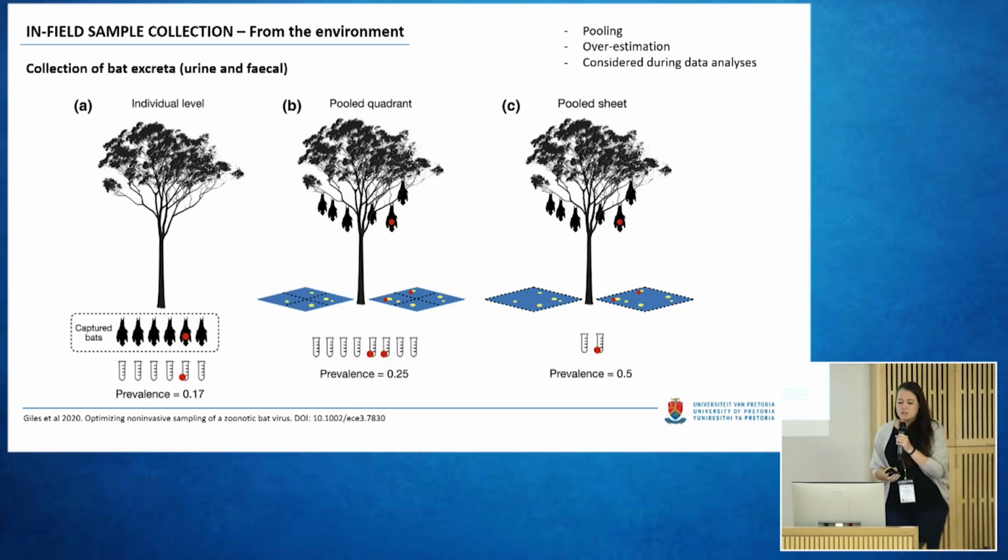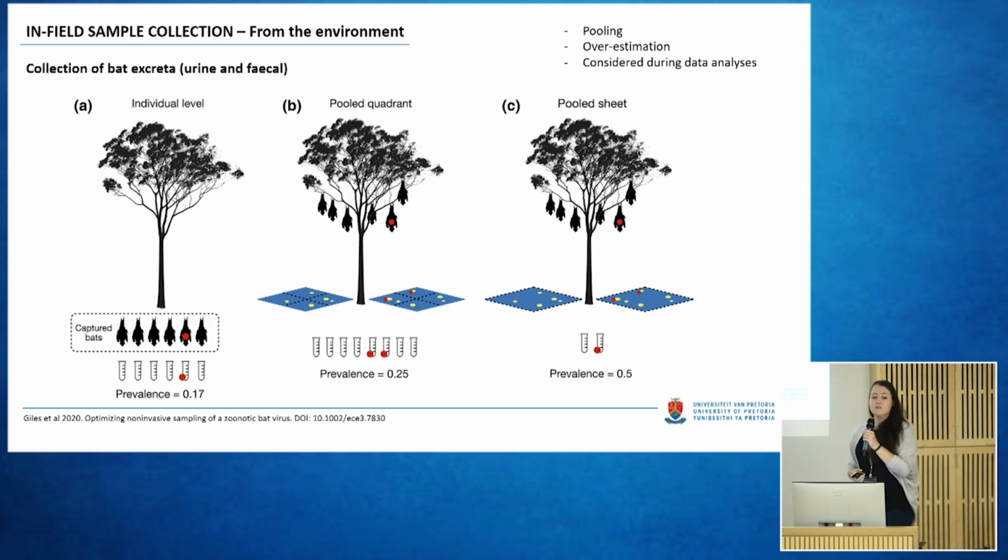Another consideration is that a lot of studies that do environmental or population level sampling make use of pooling, which allows you to actually collect more samples. When pooling, it reduces the cost, and especially if looking at diversity, you can include more samples, if I can call it that.